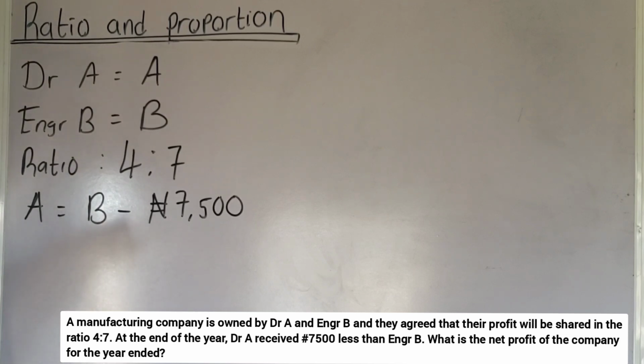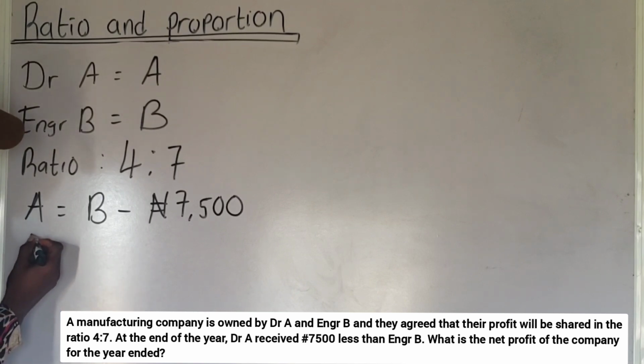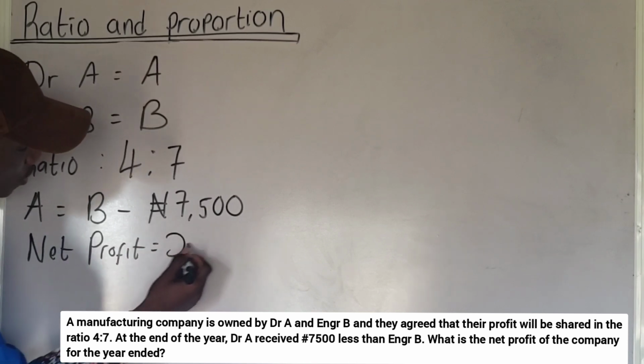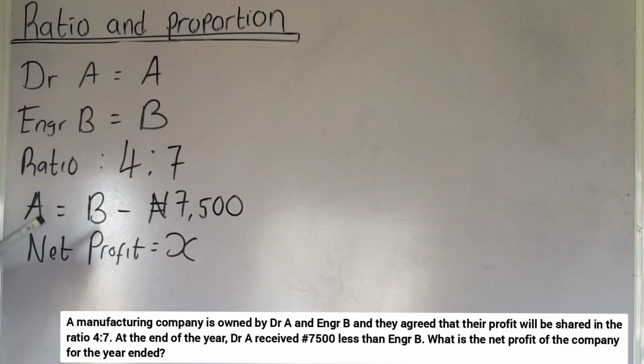Do you understand? That's how I interpret it. Now we are asked to determine the net profit. To solve this question, let us represent the net profit as X. Let the net profit be equal to X. Do you understand? Now we want to determine the amount that each of these people received. We want to determine the share of Dr. A, and we want to determine the share of Engineer B. Don't forget, in our previous class we learned the basic concept of ratio, so you should be able to solve this. If you are not, just pay attention.